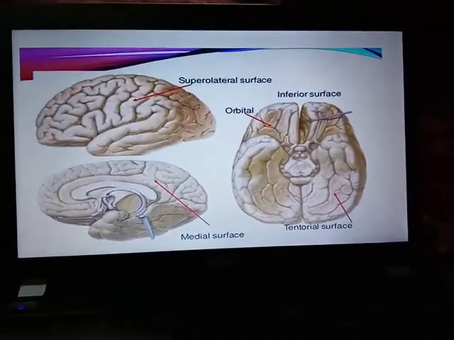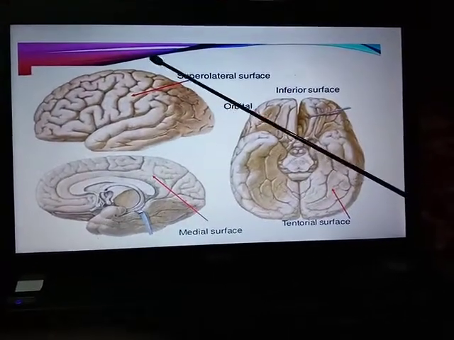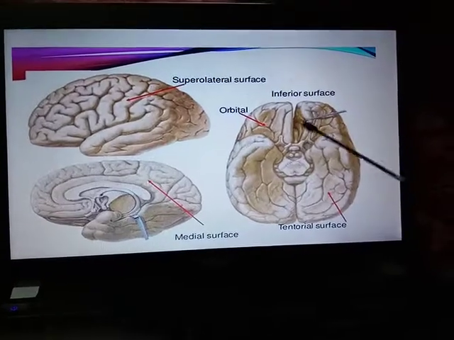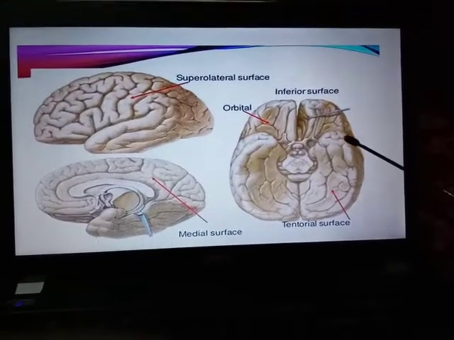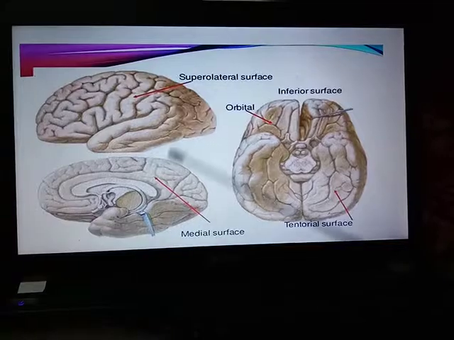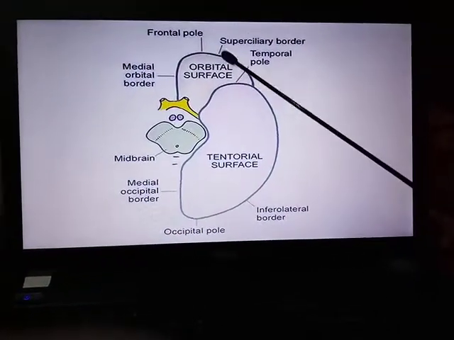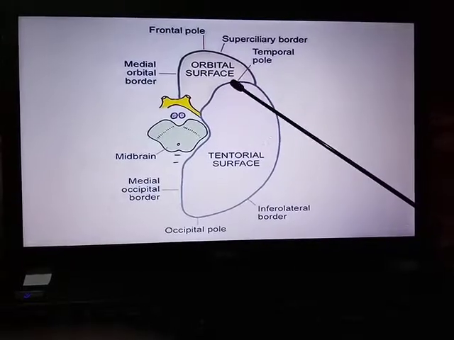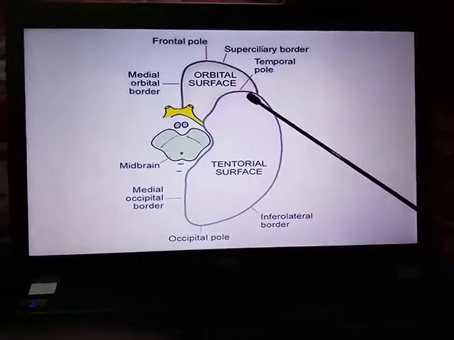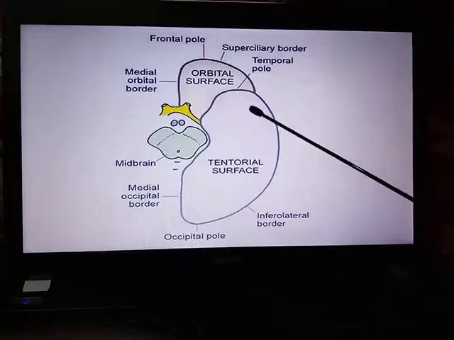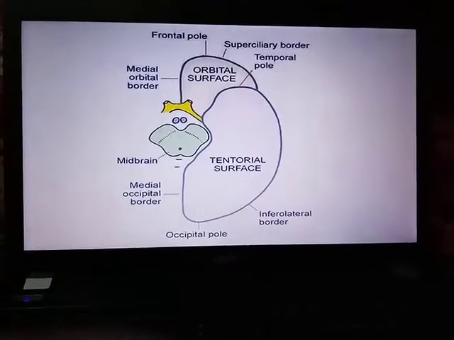For the surfaces, we have three surfaces. This is the superolateral surface, this is the inferior surface, and this is the medial surface. The inferior surface is further divided into two, that is the orbital surface and the tentorial surface. The orbital surface is related to the orbit.